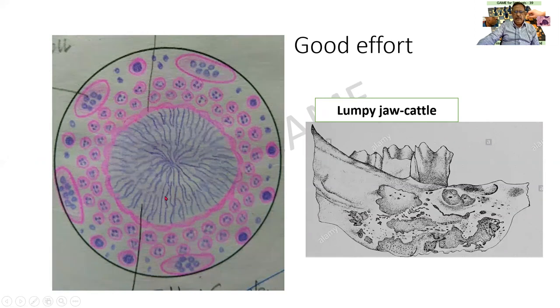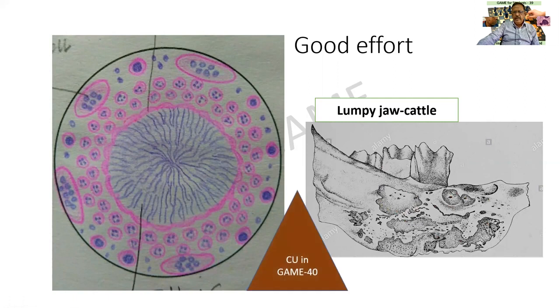A beautiful diagram by a student. I am finding the bluish filaments, then the covering zone of Splendore-Hoeppli phenomenon, namely the antigen antibody complex, and inflammatory infiltrates. It is also a disease of the cattle in which I am finding multiple cystic lesions of the jaw, actinomycosis, lumpy jaw. This is supposed to be a clinical description for the disease.